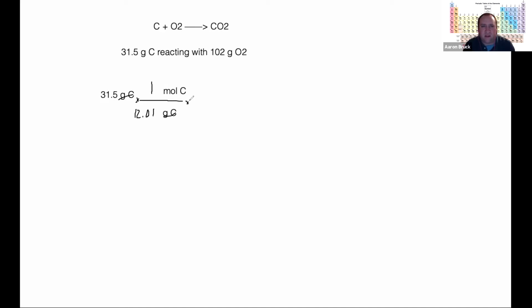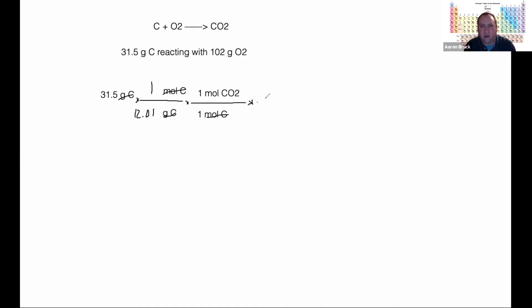My second step is to turn the moles of carbon into carbon dioxide. I get that from the balanced chemical equation. Luckily, my balanced chemical equation shows that everything is 1 to 1 to 1. So 1 mole of carbon is equal to 1 mole of carbon dioxide. My moles of carbon cancel.